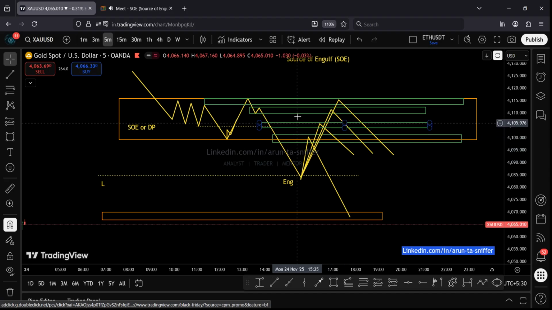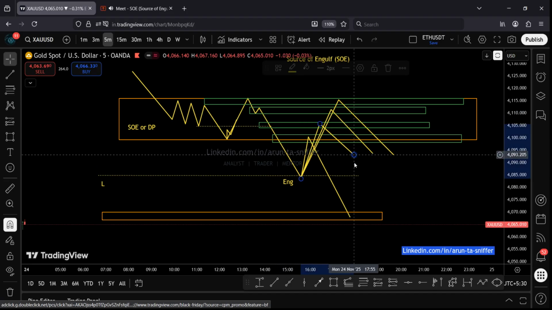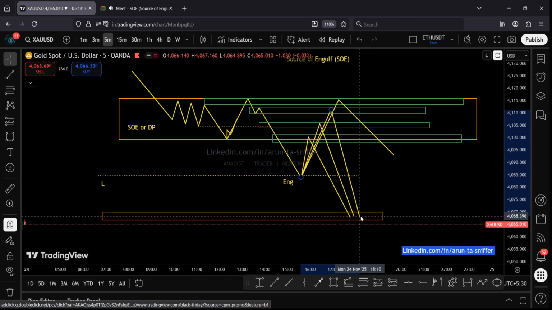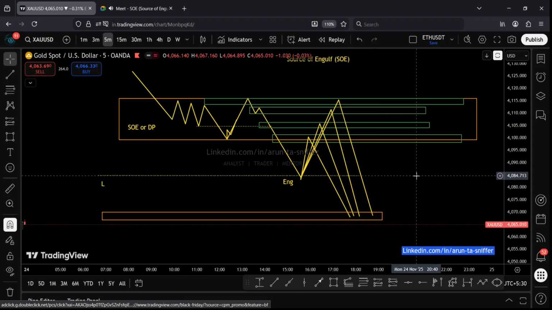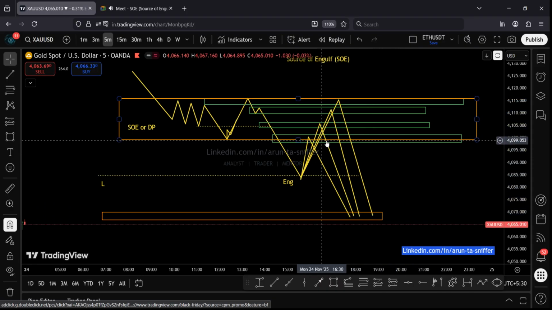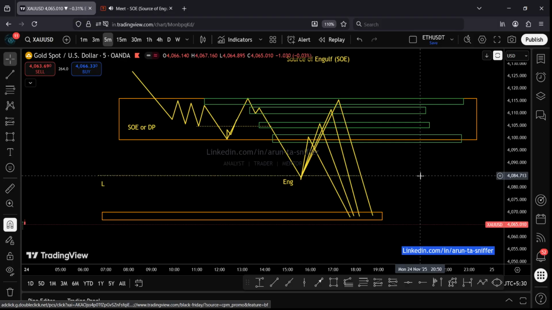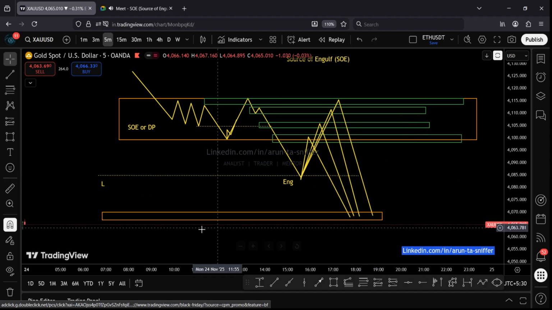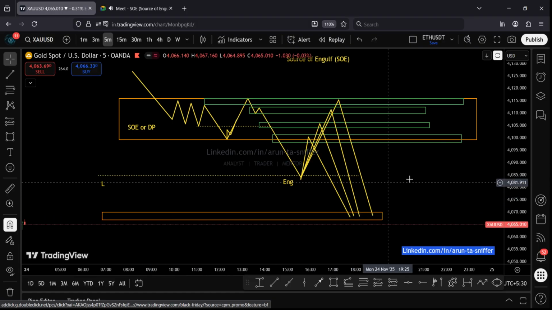For here, here and here, you always take a PA trade. You look for some patterns like QM or ignored QM, and then enter here, or any other PA pattern you use in your trading. This may be FL or another level. So this was our source of engulf.